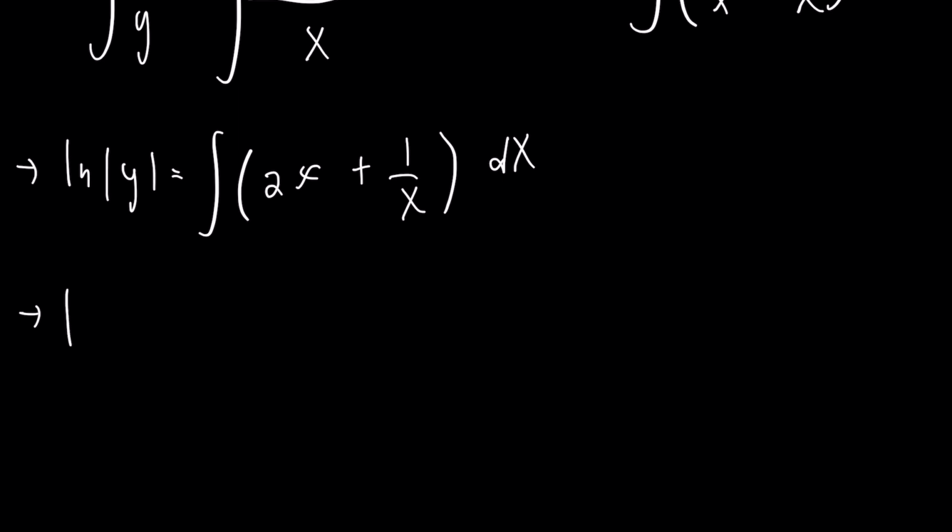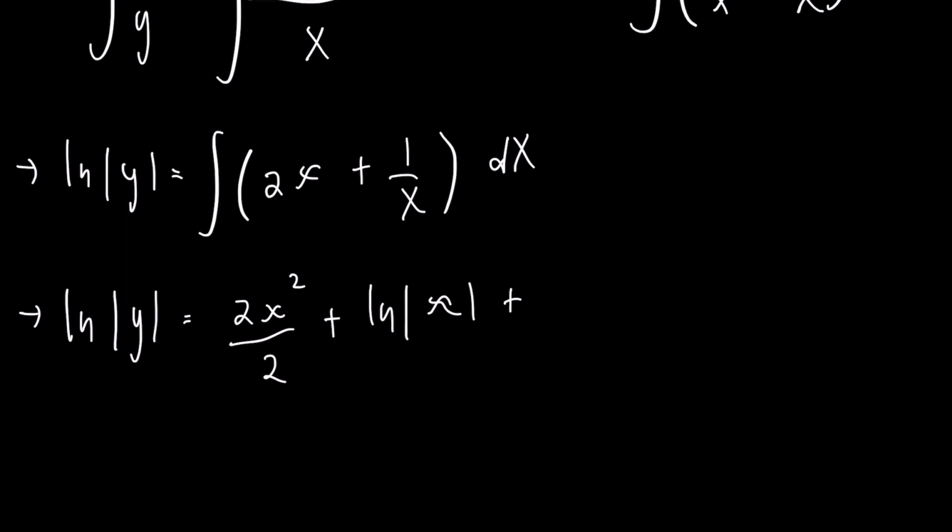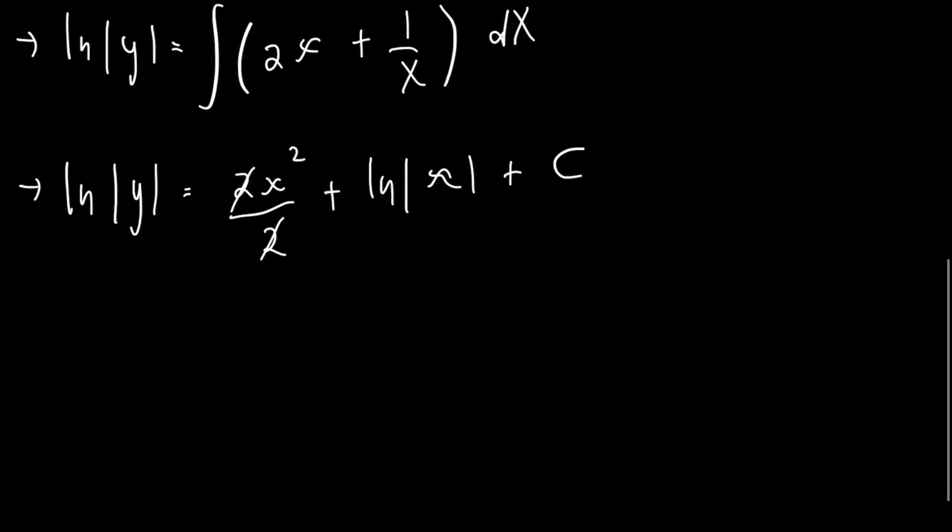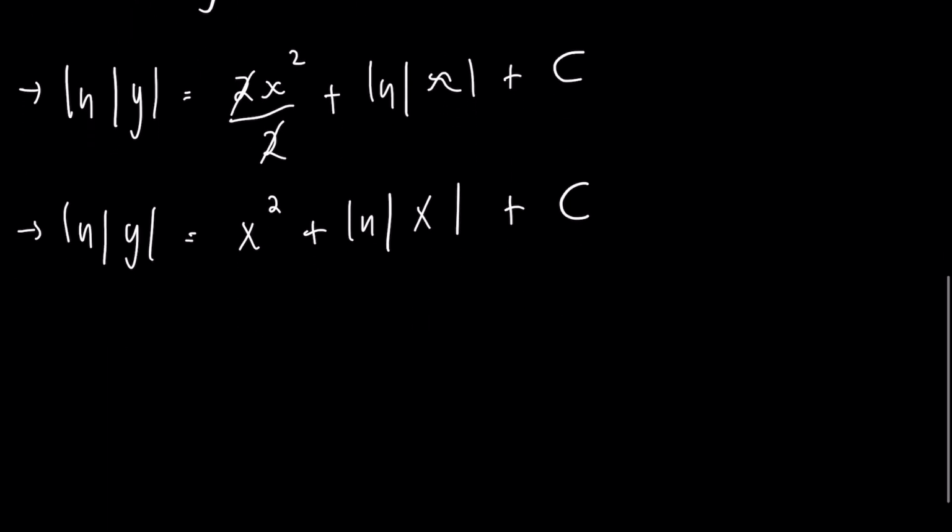So we have the natural log of the absolute value of y is 2x squared divided by 2 plus the natural log of x plus c. We could see that the 2's divide to 1. And we have the natural log of the absolute value of y is x squared plus the natural log of the absolute value of x plus c.